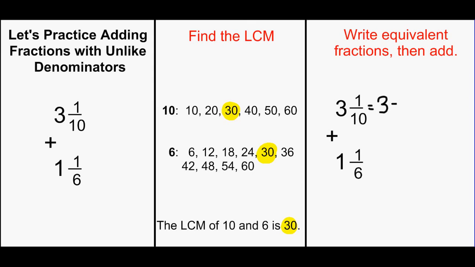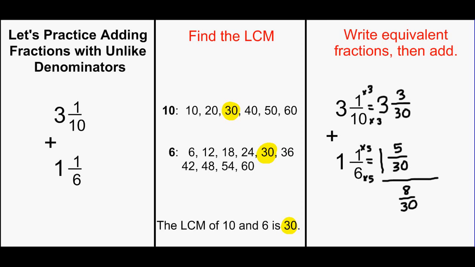We'll start by changing this denominator to 30. 10 times 3 is 30. 1 times 3 is 3. And the bottom one, we have a whole number of 1, a fraction with a denominator of 30. 6 times 5 is 30. 1 times 5 is 5. Now that we have fractions with the same denominator, we'll add the numerators. 3 plus 5 is 8. The denominator stays the same, 30.